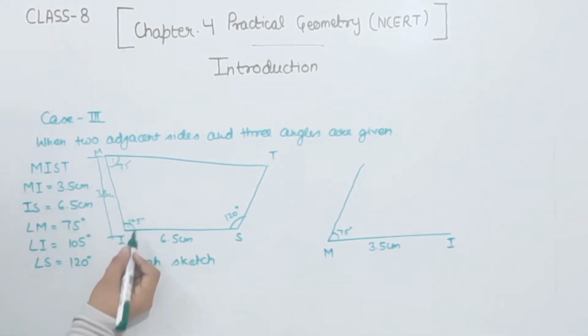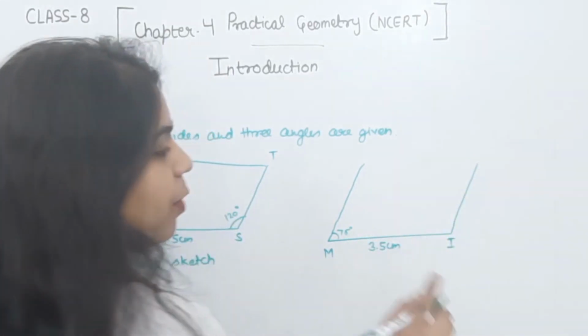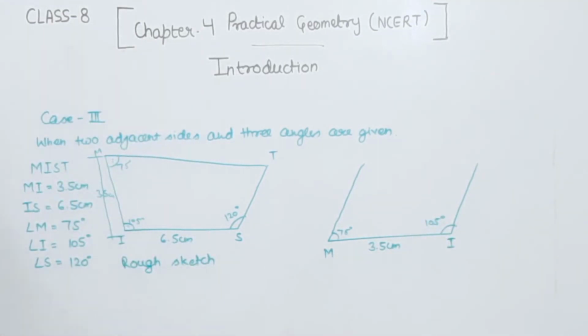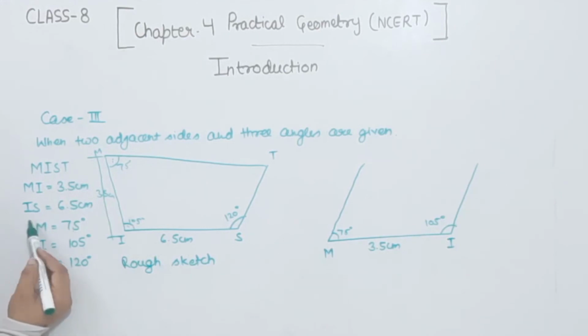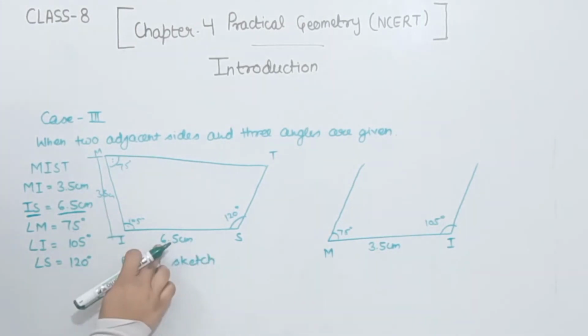So we have to draw the angle of 105. We are going to draw the angle of 105 with the help of the D. So this is the angle 105 degree we are having. Now this is the M, this is the I, so this point will be the S. So the IS we are having as the 6.5 centimeter.